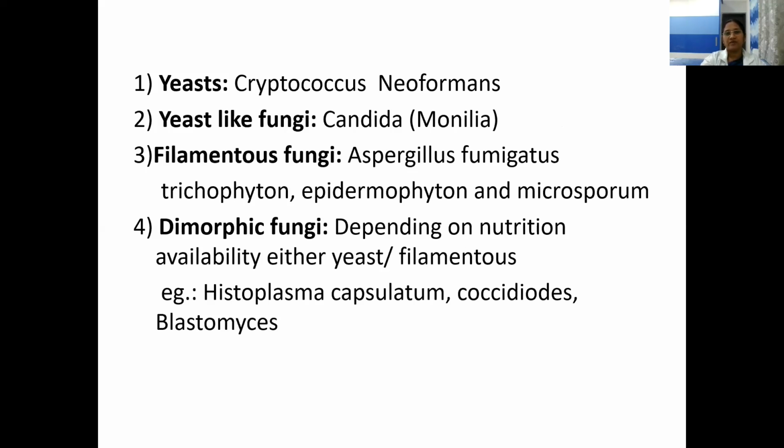Coming to the dimorphic fungi, these have both structures, yeast-like and filamentous, depending upon the nutrition. If the nutrition is more, they will appear in filamentous form. If nutrition is not sufficient, they are available as yeast. Examples of dimorphic fungi are Histoplasma capsulatum, Coccidioides, and Blastomyces.